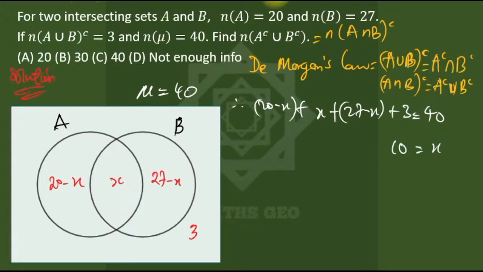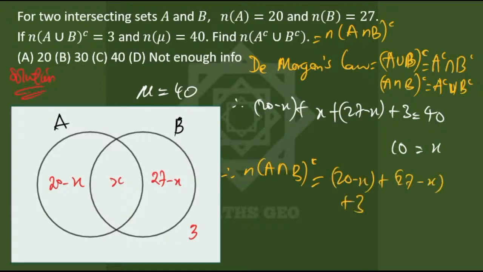Now let's get what we are asked. We are asked for A intersection B prime. A intersection B is X, so prime means anything aside from the intersection, meaning this one, the other one, and this. Therefore, what we are asked to find is 20 minus X plus 27 minus X plus 3, which is 50 minus 2X.